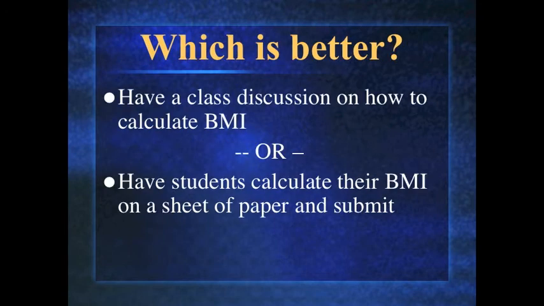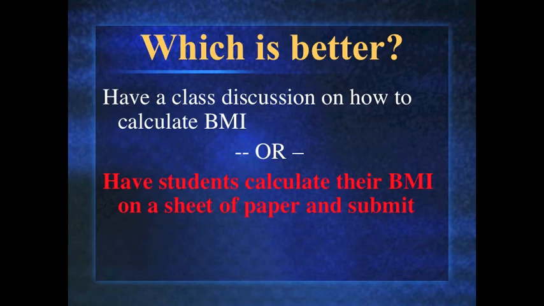Have a class discussion on how to calculate BMI, or have students calculate their BMI on a sheet of paper and submit. Having students calculate their BMI on a sheet of paper is the better evaluation plan because that will indicate whether or not students were able to calculate their BMI. Having a class discussion is a learning activity.